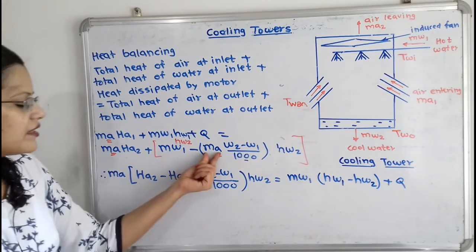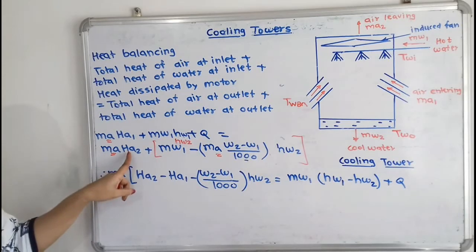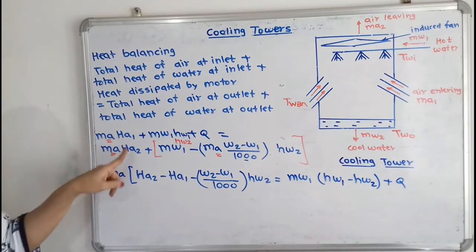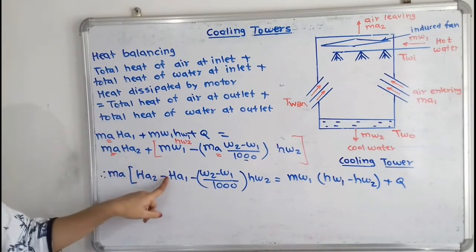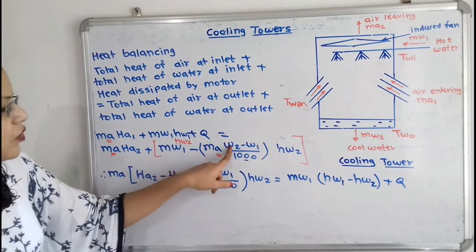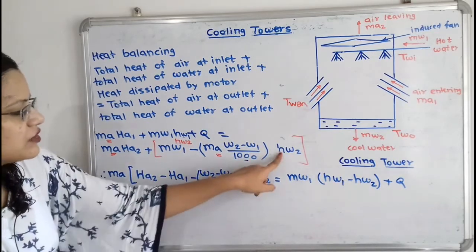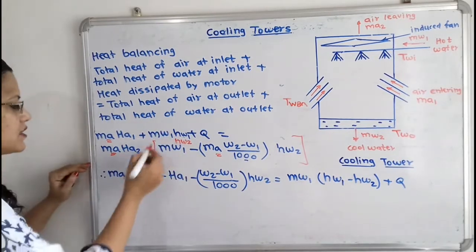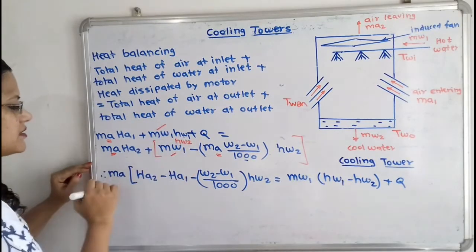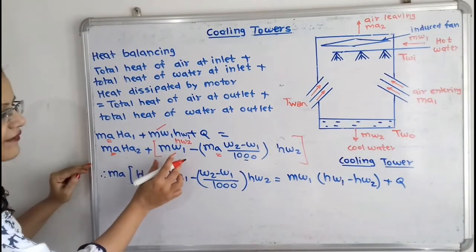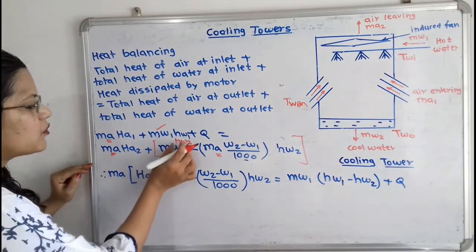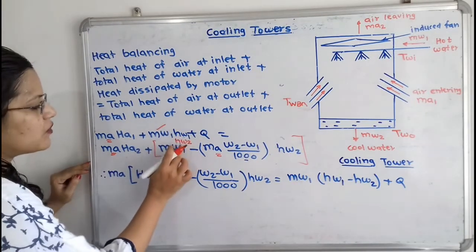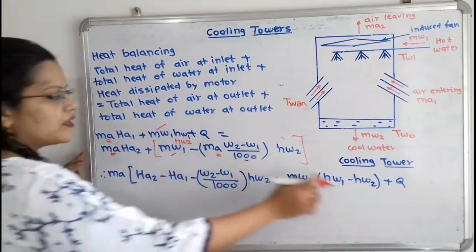Taking Ma as a common term, I will take Ha2. Then if I take this to the right-hand side, the plus sign becomes minus, that is minus Ha1, and then minus (omega 2 minus omega 1) by 1000 into Hw, which is equal to, now we take Mw1 as a common term. So Mw1 is here, and here. I will transfer this Mw1 Hw2 to the left-hand side, then it becomes Mw1 as common, then Hw1 minus Hw2, and plus Q as it is.